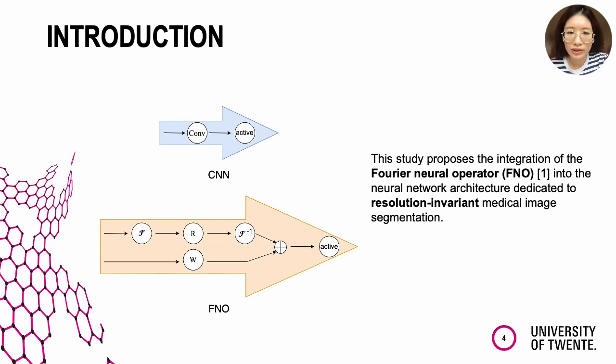So in this presentation, we propose the integration of the Fourier neural operator into a neural network architecture for resolution invariant medical image segmentation. Originally, the Fourier neural operator is designed for solving partial differential equations. Unlike CNNs, the Fourier neural operator does better in learning maps between potentially infinite-dimensional vector spaces.